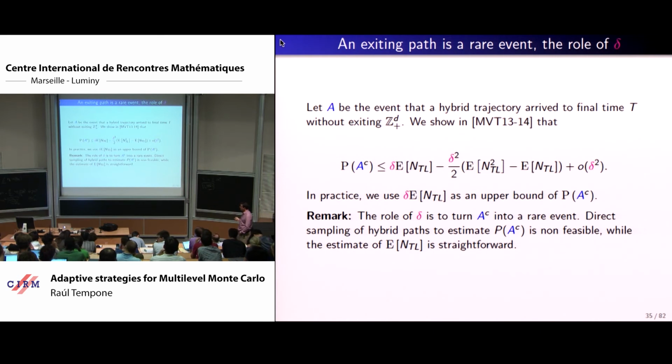So this is the first step that is good, because in principle, the probability of going out for a path, if things are done correctly, is a rare event. So instead of sampling that rare event, you want to compute quantities that are easy to deal with, and this approach does it actually.